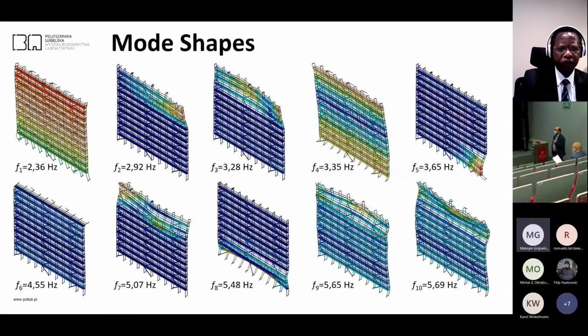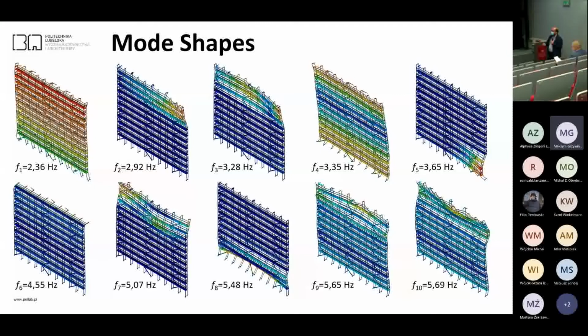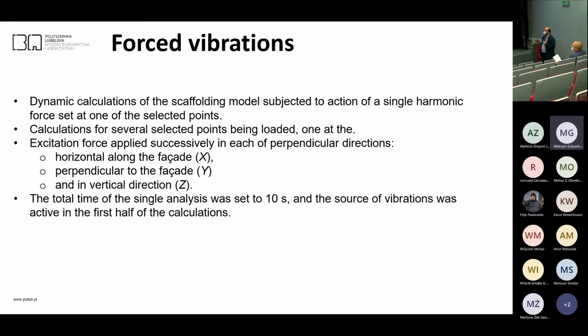We have presented mode shapes in this picture. As you can see, the first mode is the global mode shape of the scaffolding, but some of the other mode shapes affect only a part of the scaffolding, which points are prone to the vibrations, more affected by the vibrations. We have calculated also forced vibrations. This is the main theme of this presentation.